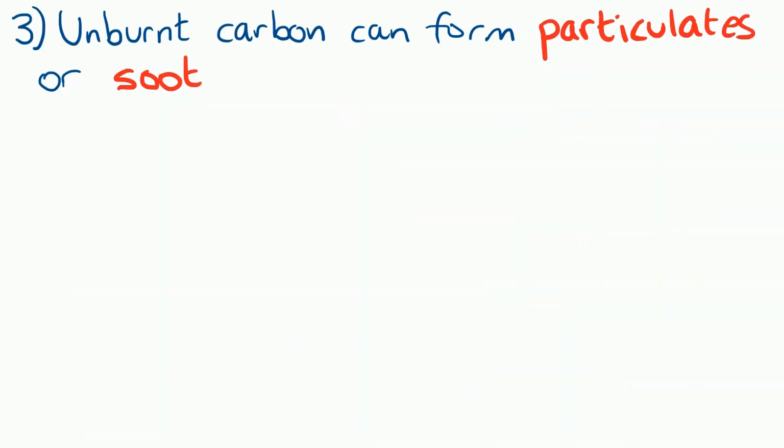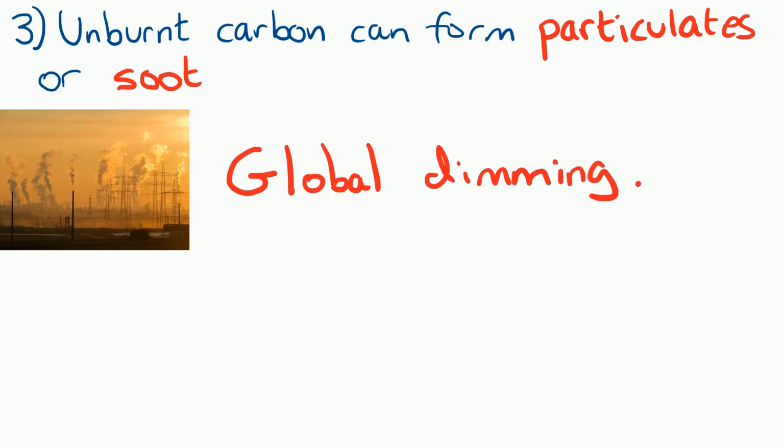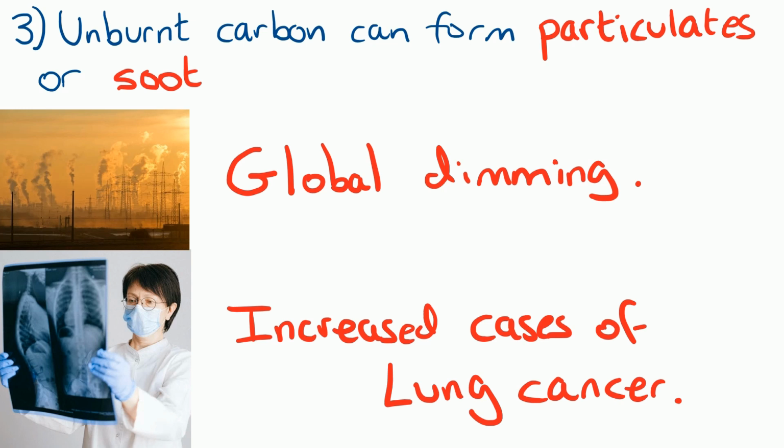Unburnt carbon can form particulates or soot. These are tiny particles that go up into the air. And this can cause global dimming. This is where light is being blocked out from the sun, so we're finding that less of the sun's light energy is reaching Earth than what it was 50 years ago due to this effect of global dimming. Also, because of the particulates going into the air, we would see increased cases of lung cancer.